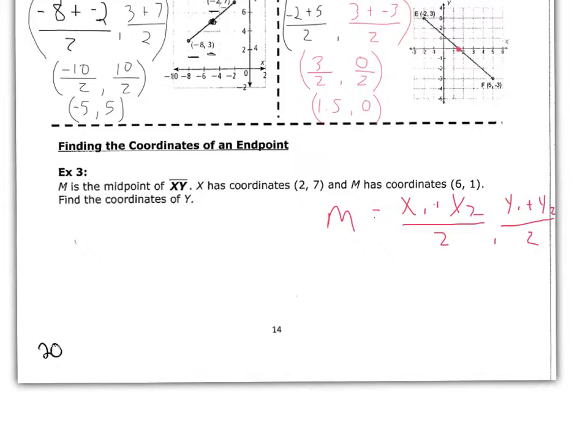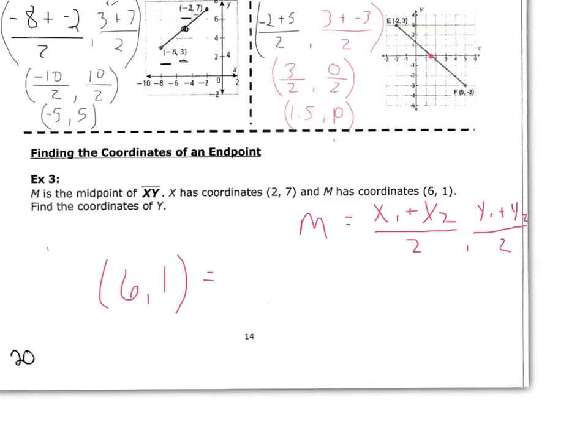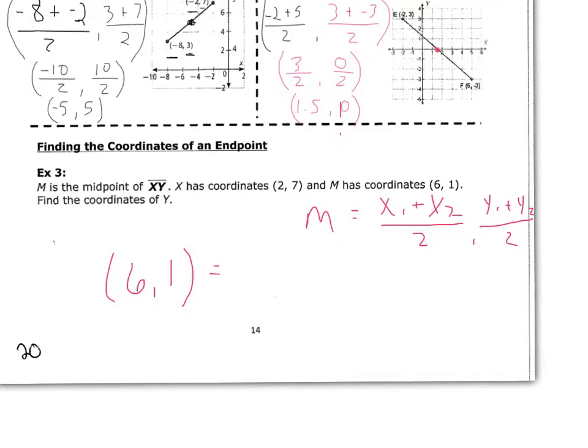It says M is the midpoint of XY, X has coordinates 2, 7, and M has coordinates 6, 1. Okay, so now we know that the coordinates of M are 6, 1, so we're going to set M equal to the coordinates 6, 1. So that's M. And then we're just going to plug our x coordinates and y coordinates into the rest of our formula. It says that the x is 2 and the y is 7. So we're going to plug that into one portion of our formula.